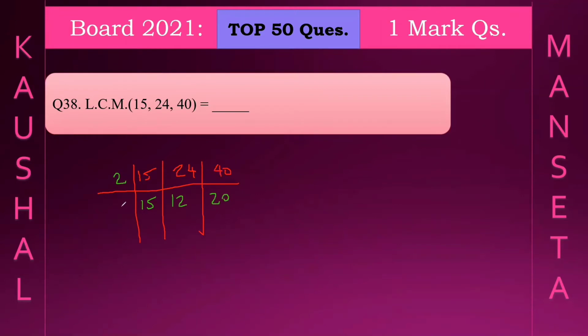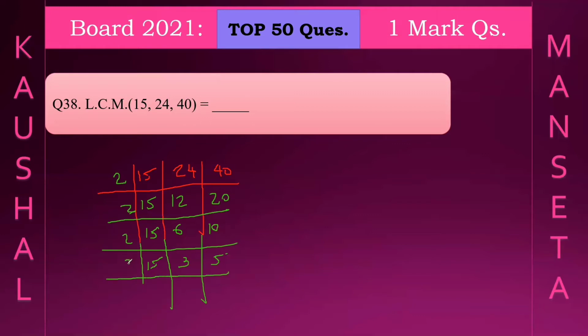Then again it is divided by 2. 15 is not divisible by 2, so 15 as it is. 2 6s are, 2 10s are. Again it's divisible by 2. 6 and 10 both are divisible by 2. So 2, so 15 as it is. Then 2 3s are, and 2 5s are. So again it is not divisible by 2.